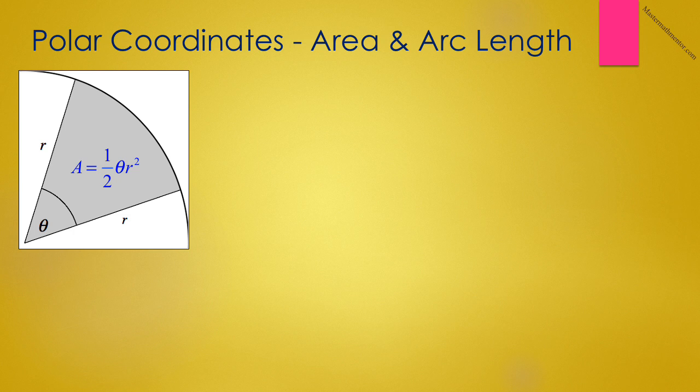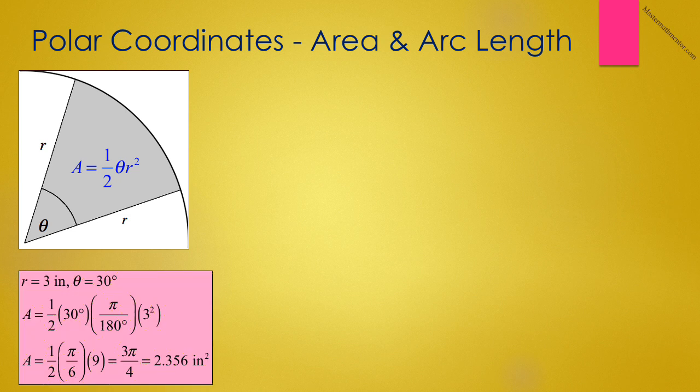We can now generalize this formula for a sector of the circle where theta represents the central angle when r is the radius. And we say that the area of the sector is equal to 1/2 theta r squared, where theta is measured in radians.